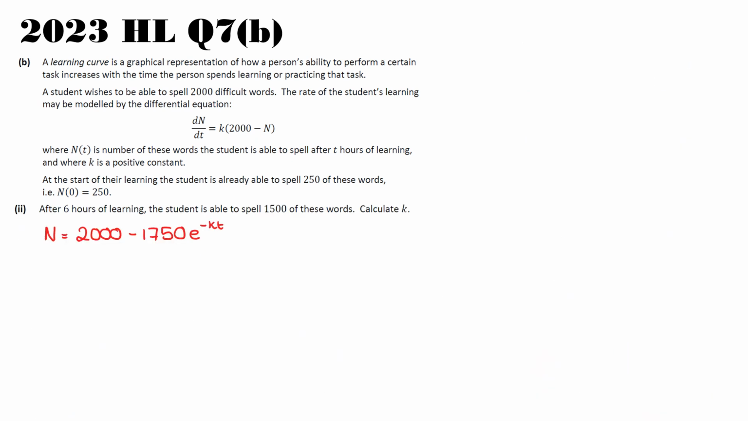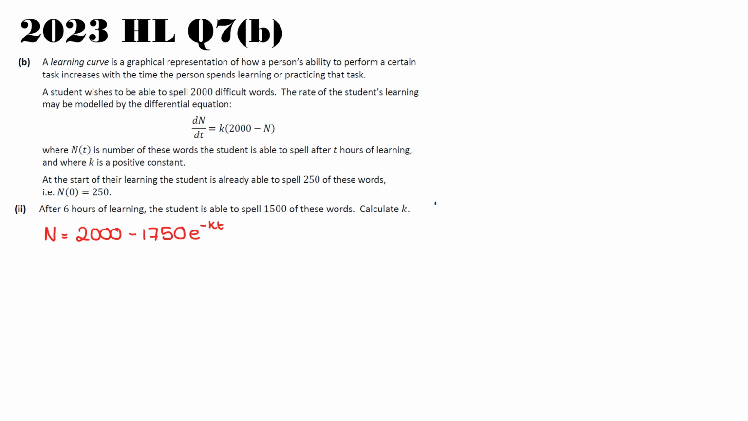So for part 2, we're told after 6 hours of learning, the student is able to spell 1,500 of these words. Calculate k. So we have our formula here that we worked out from part 1. However, because we're looking for k, we can go back to part 1 and go through our workings and see, is there a line which will help us to isolate what we want. So in this case, k, rather than us having to put in the values and then work backwards. It's absolutely fine to put in the values and work backwards.